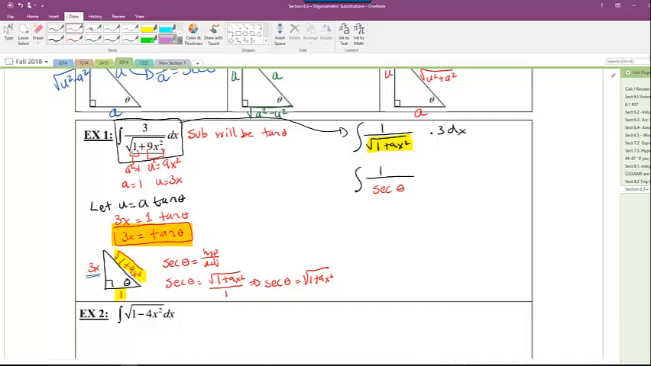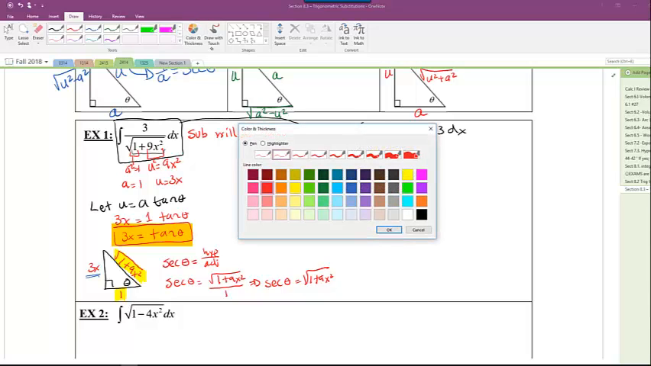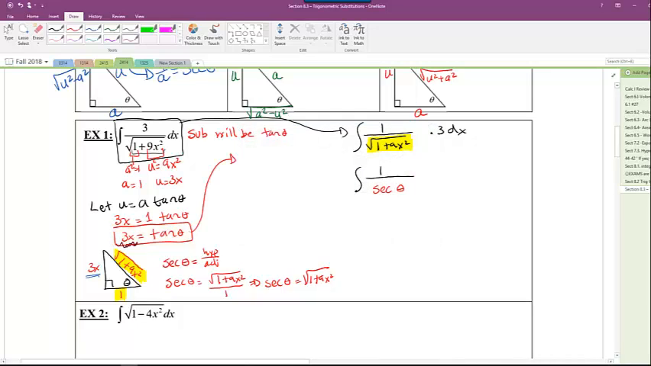Then I need to replace 3 dx. If I look here, I let the tangent of theta equal 3x. Well, the derivative of 3x is 3 dx. The derivative of the tangent is secant squared theta d theta. So if I want to replace 3 dx in my problem, I know that from the substitution that I've made, 3 dx is going to equal secant squared theta d theta. So I replace this with secant squared theta d theta.